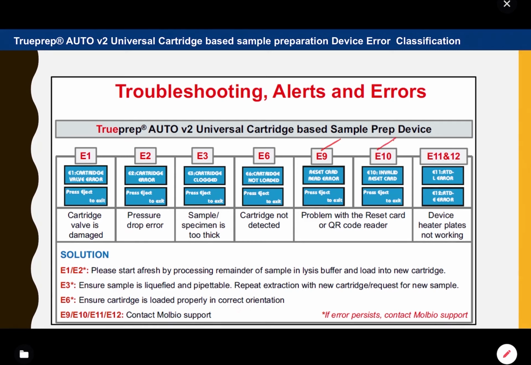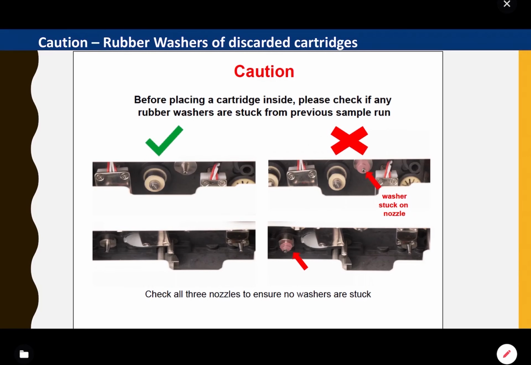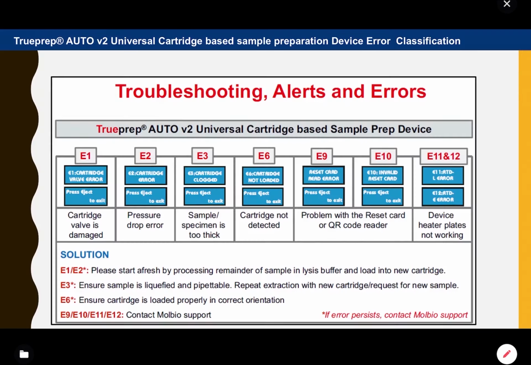Then after that we have error 9, error 10. So these are actually reset card related error. We don't use reset card here. Then we have error 11 and error 12. These are problems with heater plates. Okay. So here you can see both the sides, that is the lysis side and elution side of the cartridge. There are heater plates. So there is some problem with these heater plates. The temperature is not maintaining. That time we will get E11. E11 we will get for lysis side heater plate error, and E12 we will get error for elution side heater plate error.